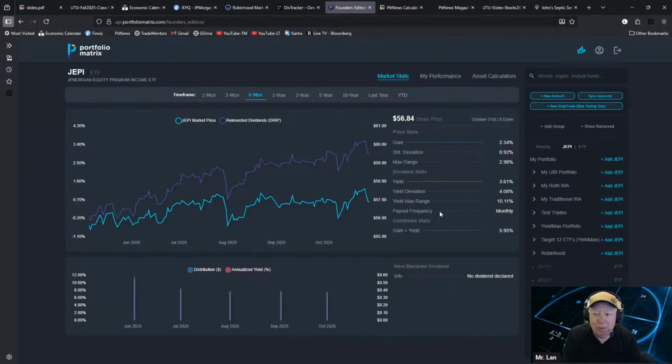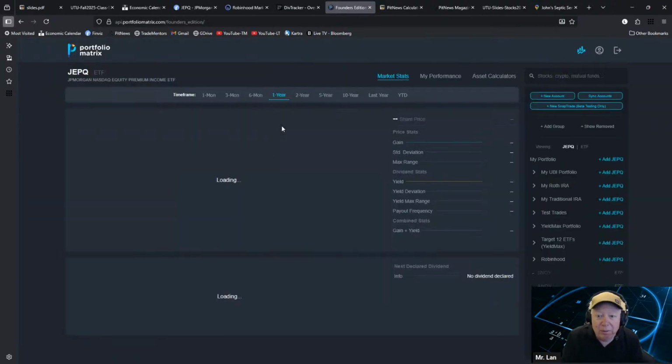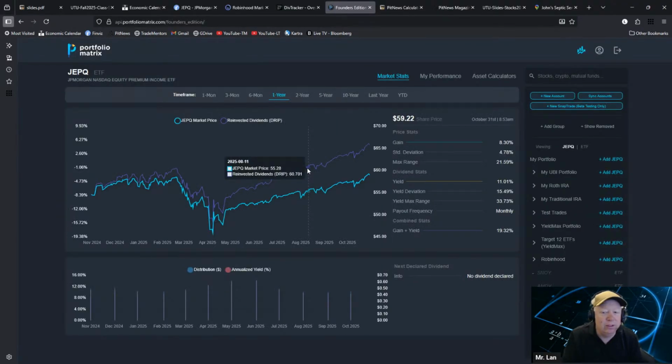So now let's come in and look at JEPQ. So now we're going to be able to compare apples to apples. Look at JEPQ. Holy cow. The gain on JEPQ over the last year was 8.30. So it gained some. That's nice.